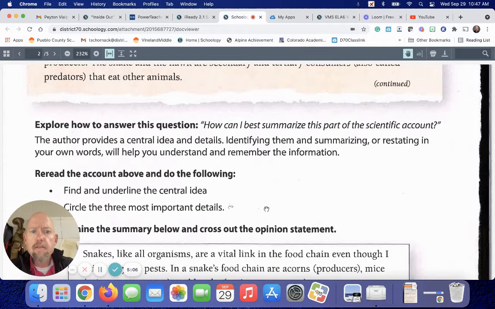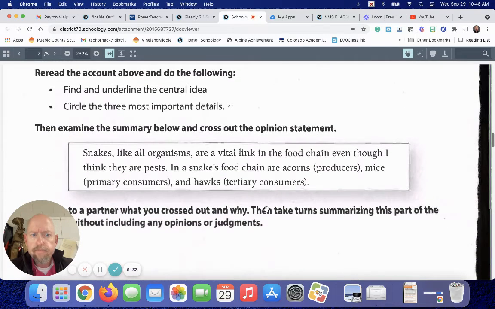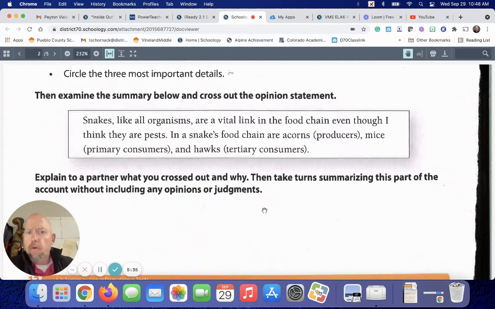Explore how to answer this question. How can I best summarize this part of the scientific account? The author provides a central idea and details. Identifying them and summarizing or restating in your own words will help you understand and remember the information. Reread the account above and do the following. Find and underline the central idea, which we'll do as a class after I've read everything. Circle the three most important details. Then examine the summary below and cross out the opinion statement.